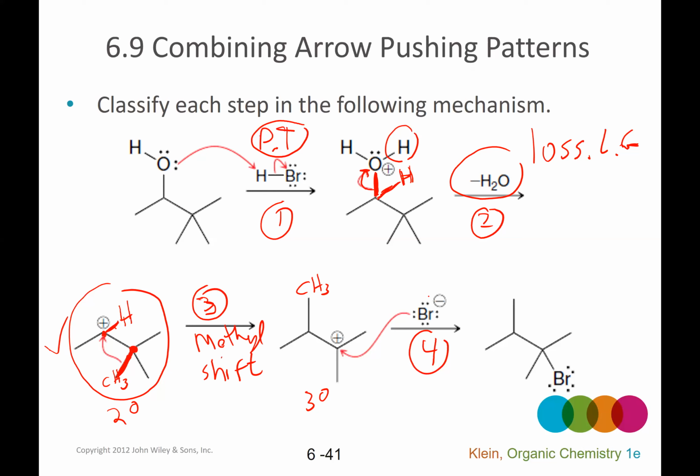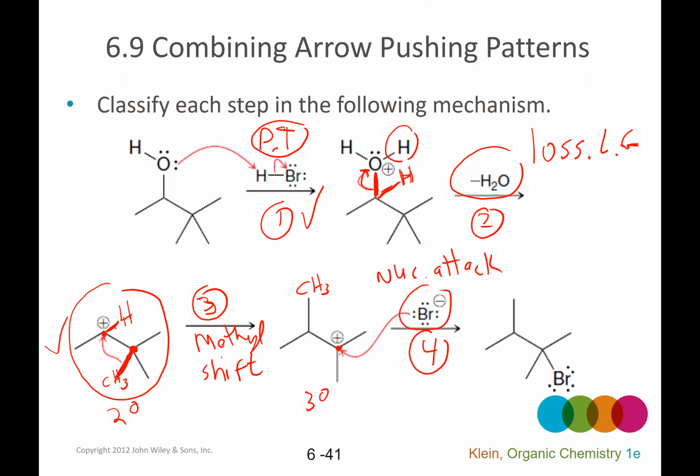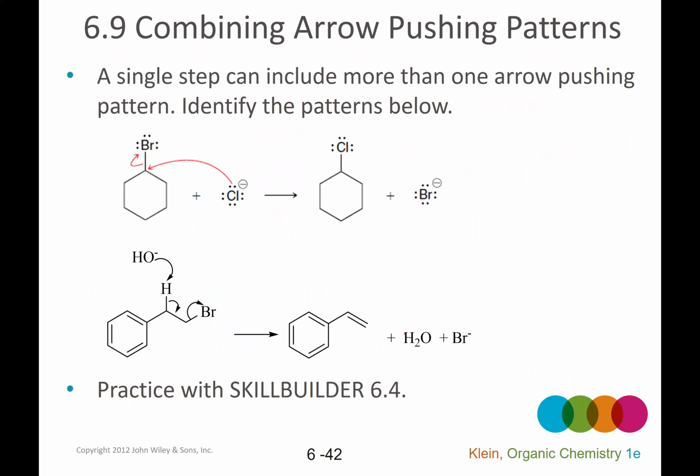And finally, we have a lone pair, a nucleophile, and the arrow shows it's forming a bond to the positive carbon. So this is a nucleophilic attack. It's not a proton transfer because the lone pair forms a bond to carbon. If it's forming a bond to a hydrogen, as we saw in step 1, then it's a proton transfer. But in this case, the lone pair is forming a bond to the carbon. Okay. So to review, first step is proton transfer, loss of leaving group, methyl shift, and nucleophilic attack.